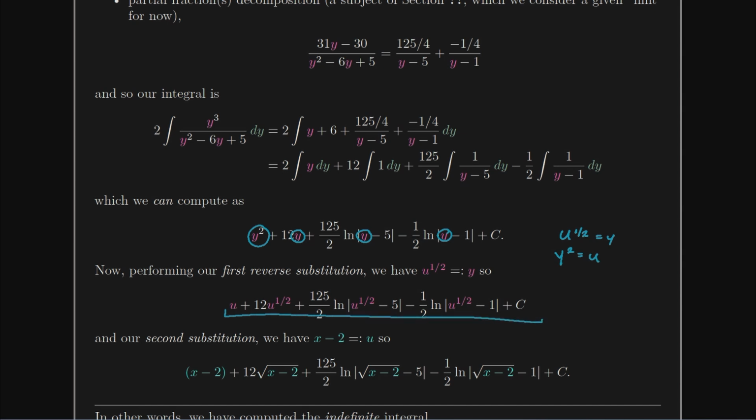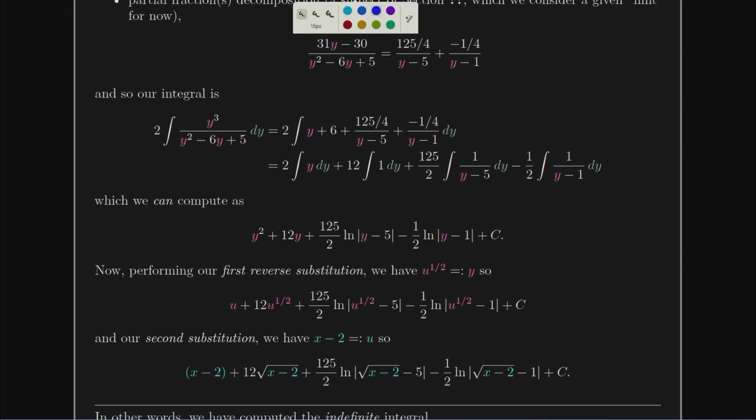But I also had an original substitution all the way back at the beginning. x minus 2 was equal to u. So all the way back at the beginning, each of these u's is now going to be replaced with x minus 2. And so I've got x minus 2 plus 12 root x minus 2 plus 125 over 2 log root x minus 2 minus 5 minus 1/2 log root x minus 2 minus 1 plus c. And you would think that we are done now.